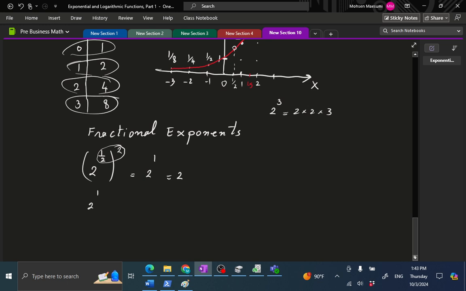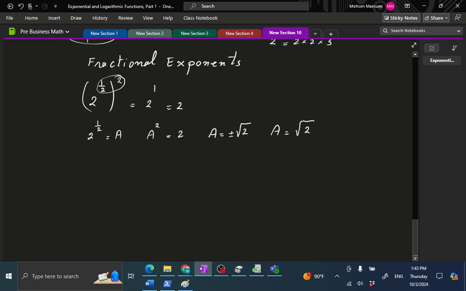So 2 to the power of 1/2, if for a moment I call it number A, is such a number that if I square it, I get 2. That's what happened here. I squared it, I got 2. So what is A? A can be plus or minus square root of 2. And since our numbers are all positive here, the only number that makes sense for us is A to be square root of 2. So here is the meaning of any number B to the power of 1/2. It simply means the square root of that number.